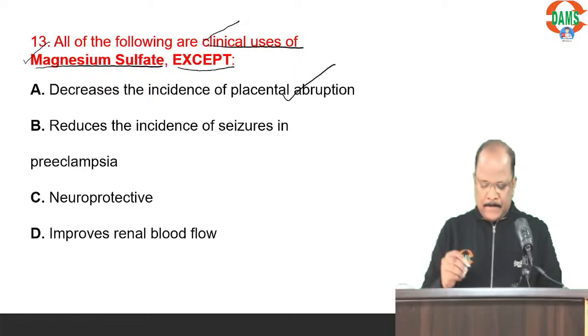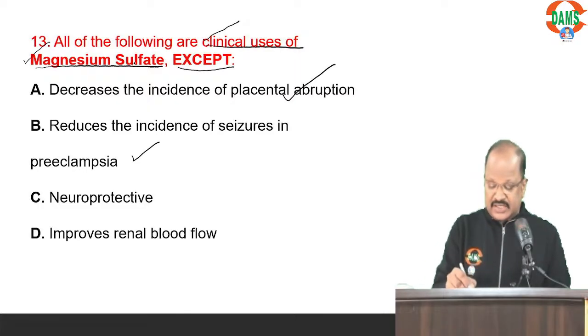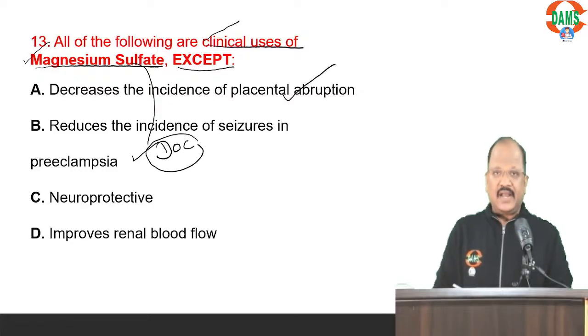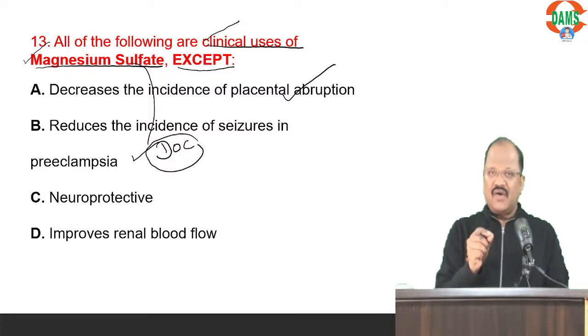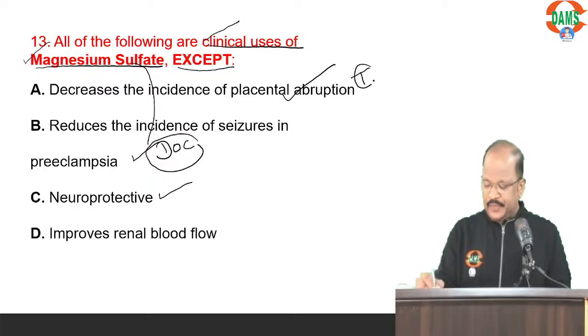Yes, it reduces incidence of seizure. Very good. It's actually the drug of choice for eclampsia. A hypertensive pregnant lady at the time of labor developing seizure is eclampsia. For that, the best anti-epileptic is MgSO4. It's a neuroprotectant, yes. So true, true, true.